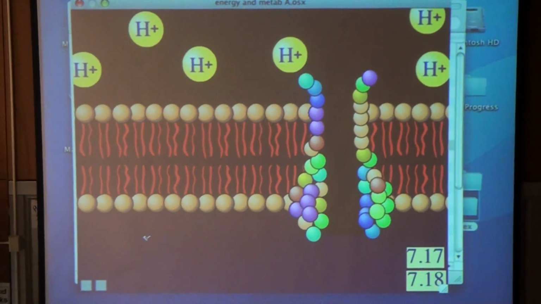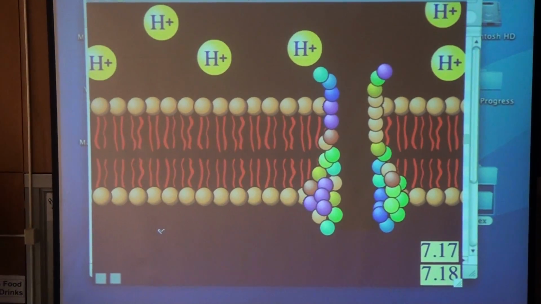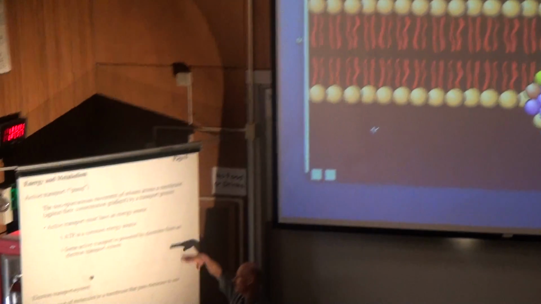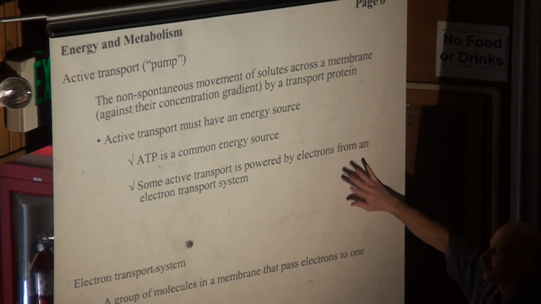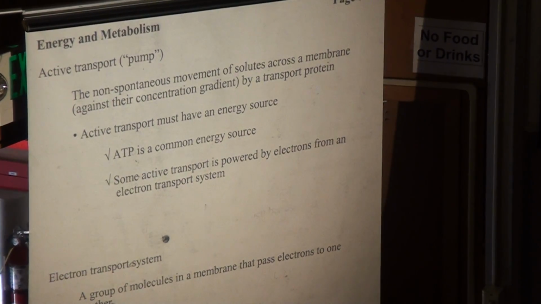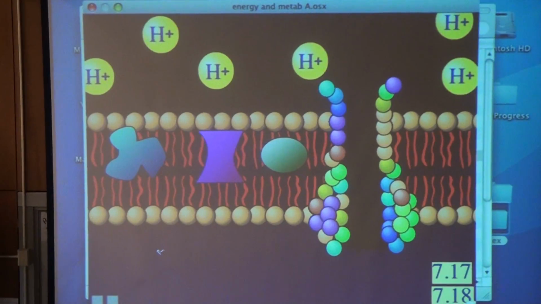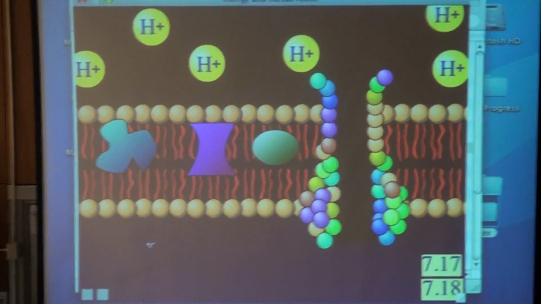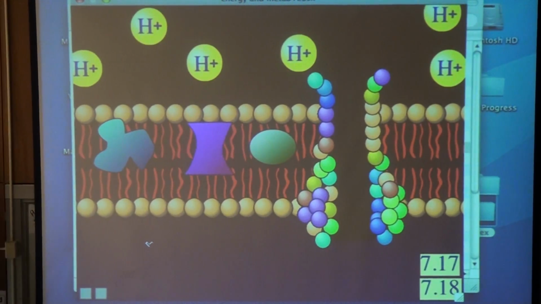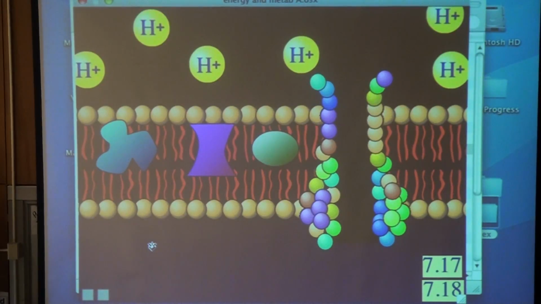Well, some of these active transport proteins use a flow of electrons that's moving through some molecules in the cell membrane that carry electrons as the energy source. So floating around within the cell membrane are these groups of molecules that can carry electrons, just like a wire can carry the electrons. And these groups of molecules are called an electron transport system.